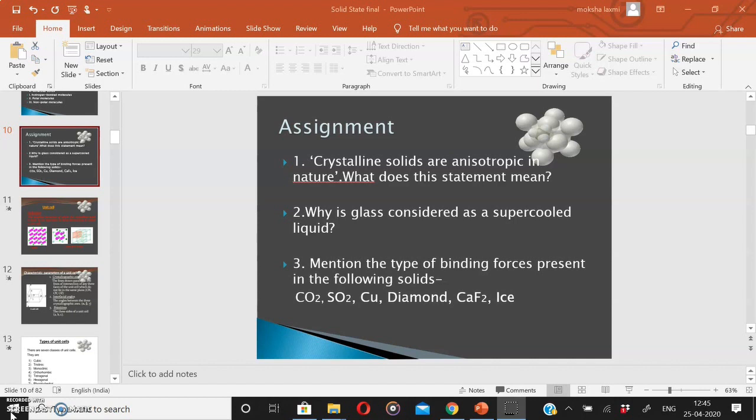Now, based on today's topic about the solid state, as we studied the classification or types of solids, there are 3 questions you need to answer. Number 1, crystalline solids are anisotropic in nature. What does this statement mean? Number 2, why is glass considered a supercooled liquid? And number 3, mention the type of bonding forces present in the following solids. If you have understood the topic covered today, I am sure that you will be able to answer these questions. Thank you and have a nice day.